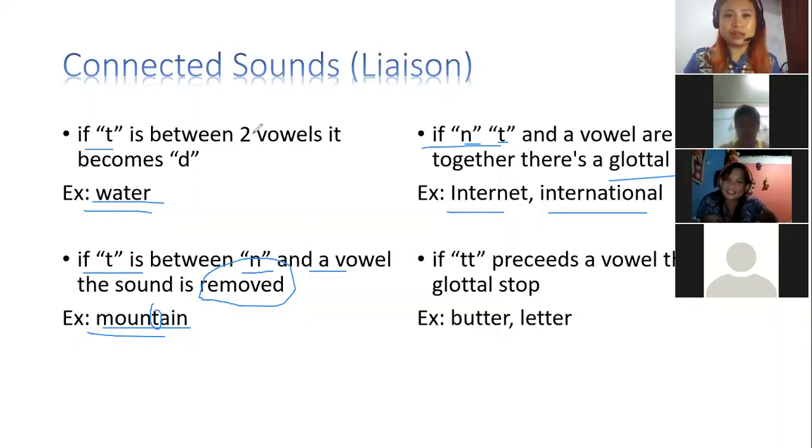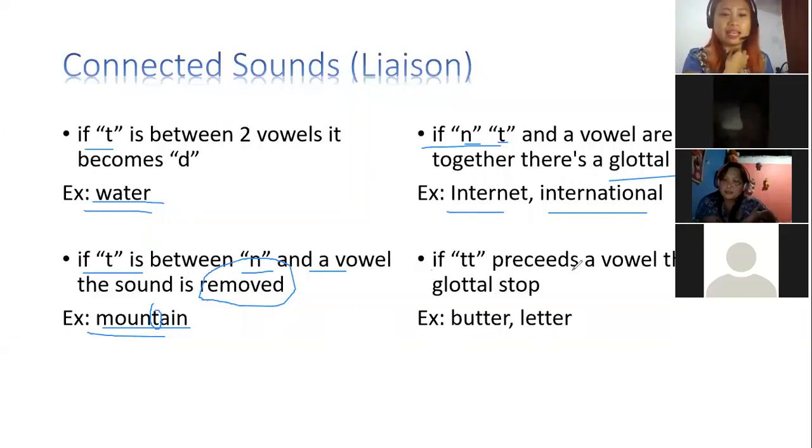Okay, last one. Let me read it. If TT precedes a vowel, there's a glottal stop. Again, there's a glottal stop. So you feel like there's something. Same as when you pronounce the word mountain. Button, button. Okay, who would like to try?